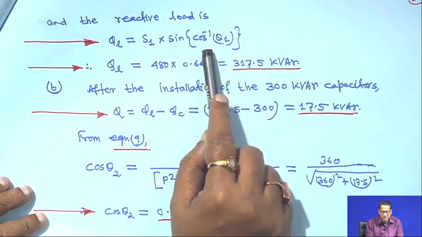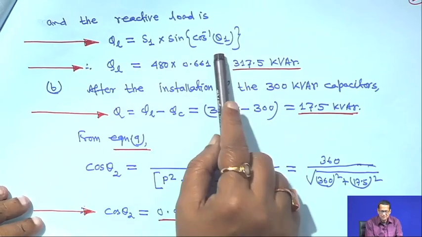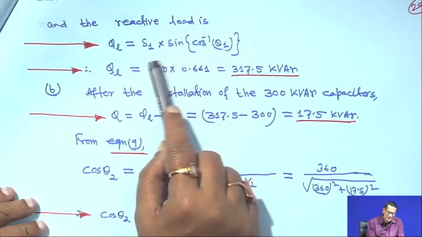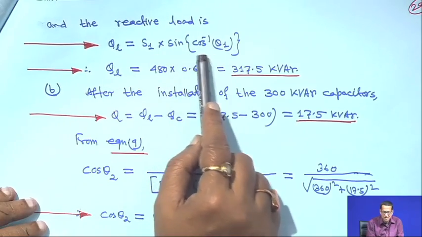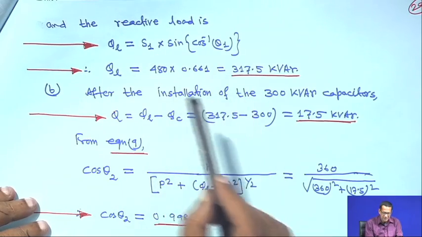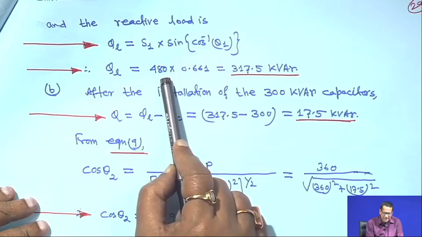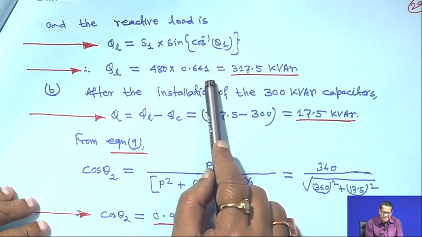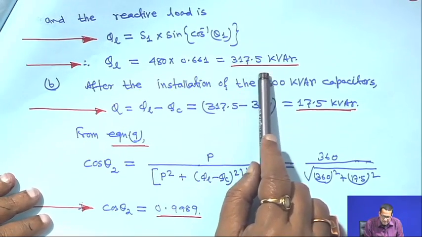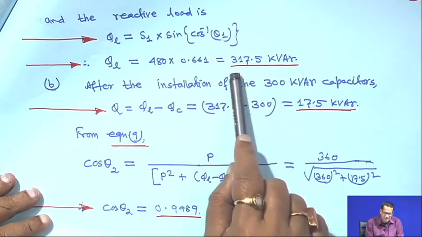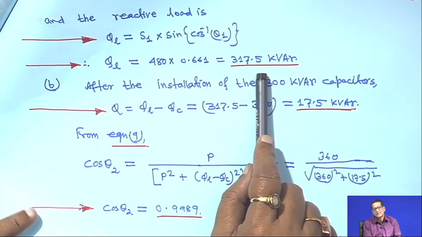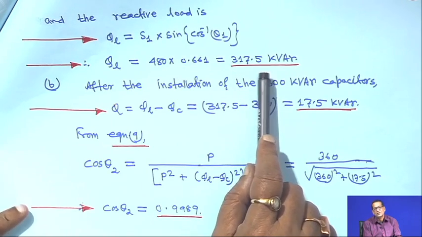So, theta 1 is cos inverse theta 1. Instead of calculating directly, I am writing S1 into sine of cos inverse theta 1. So QL is equal to S1, which is 480, and this part will be 0.661, that is 317.5 kilowatt. That is the reactive load demanded at your load.